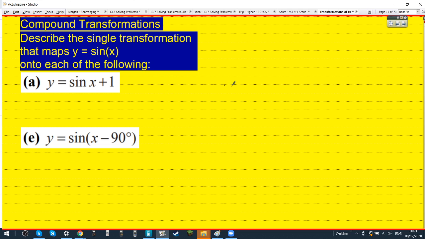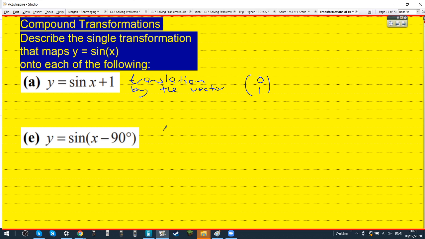What type of transformation is it? Name the transformation. It's a translation on the y-axis, because it has plus or minus, it was adding or subtracting. Translation by the vector 0, 1. But I think just translation 0, 1 is enough.